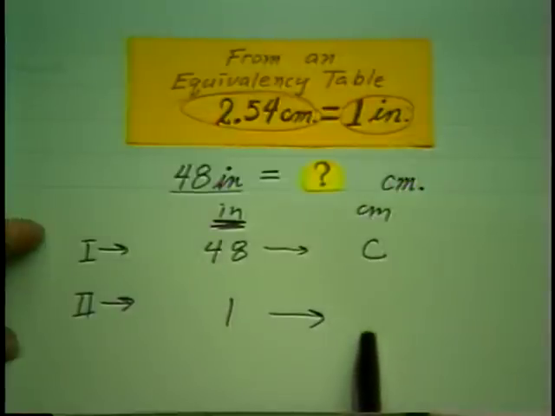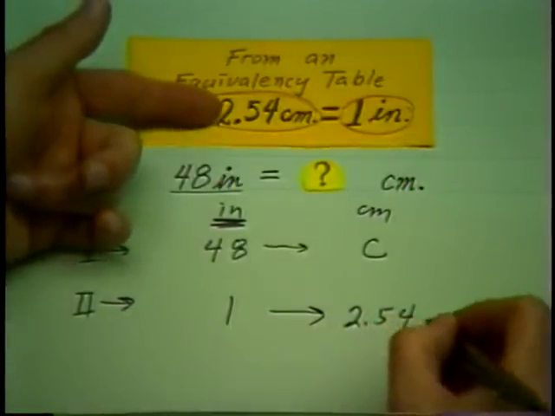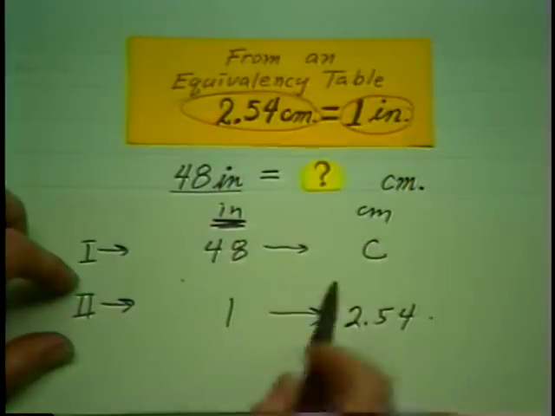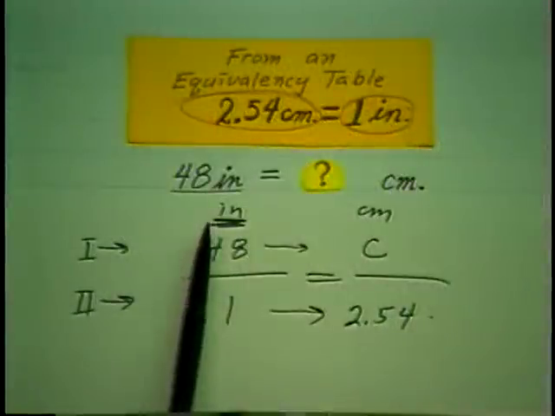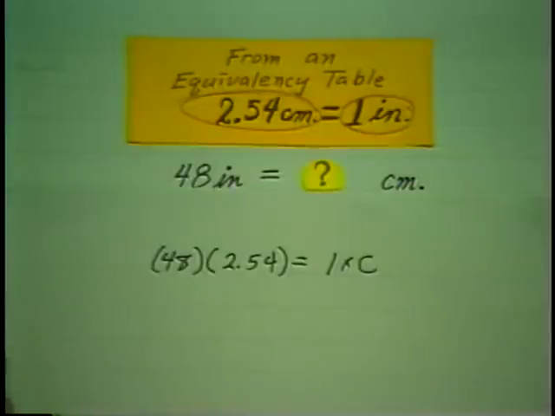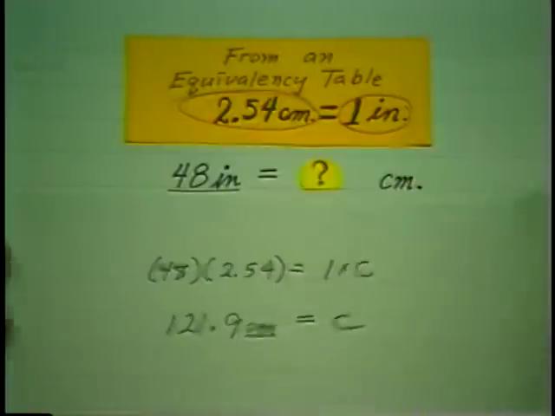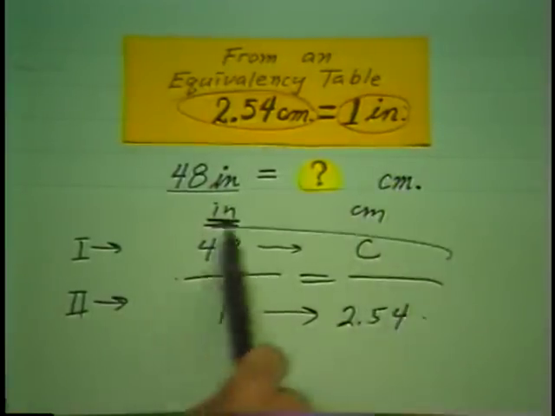I want centimeters here, and from our table, that 1 inch is 2.54 centimeters. Now we have inch, inch, centimeter, centimeter. One of them is unknown. Here's our proportion. Top times bottom equals bottom times top. And we get this. And doing our multiplication, we get the same answer we had before, 121.9 centimeters.